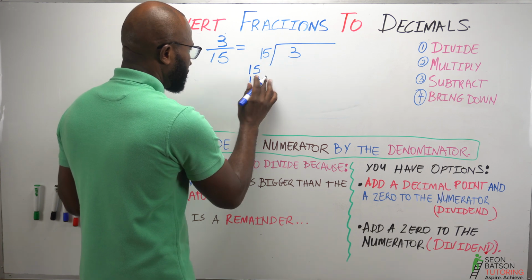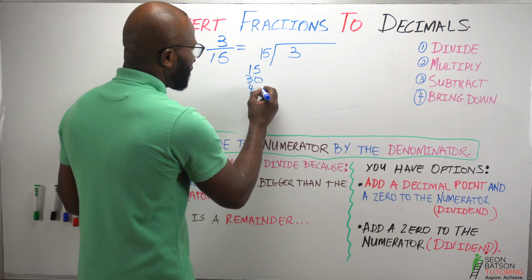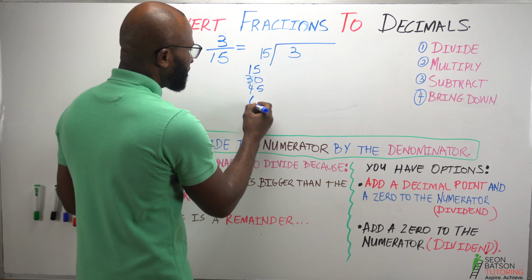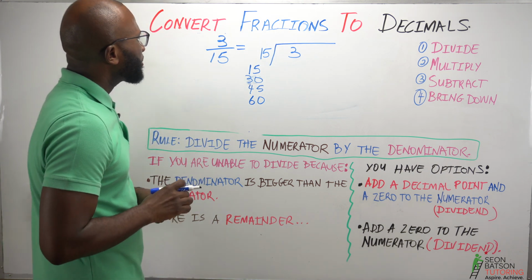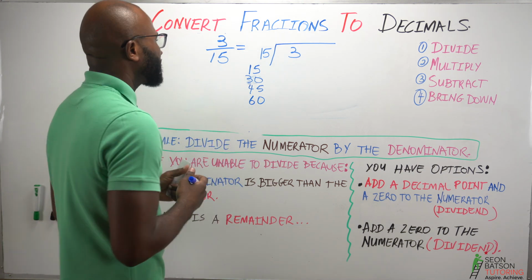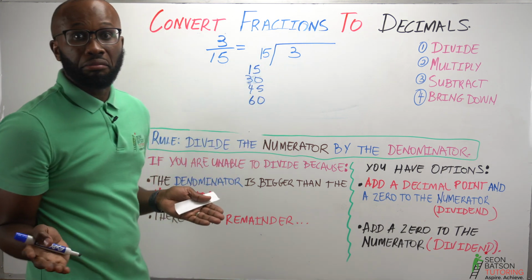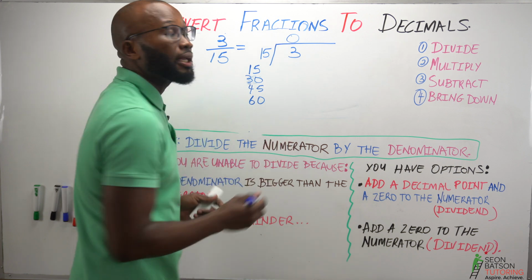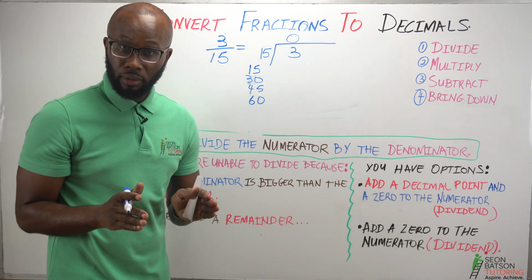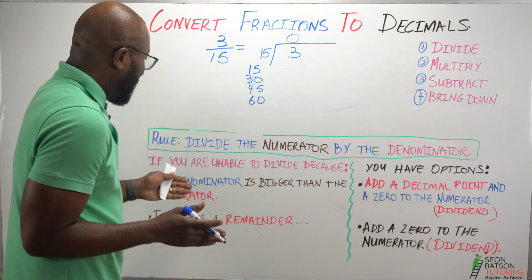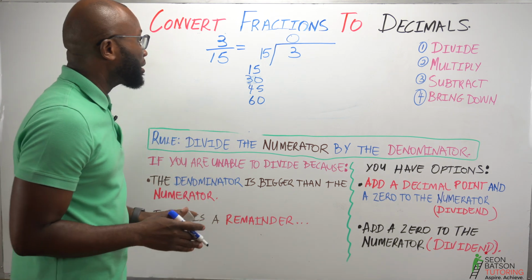So let's list a few multiples of 15. 15, 30, 45, 60. We don't need a whole lot. We can stop at 60. Let's divide. How many times can 15 go into 3? It can't happen. It's 0 times. Why? Because a bigger number cannot go into a smaller number. So we cannot divide because the denominator is bigger than the numerator.